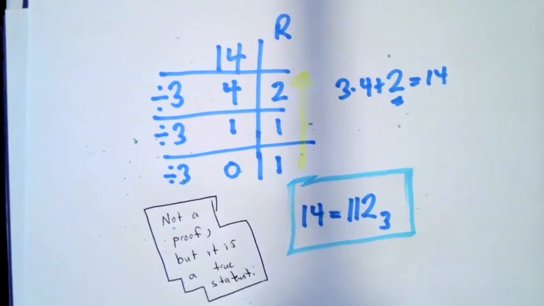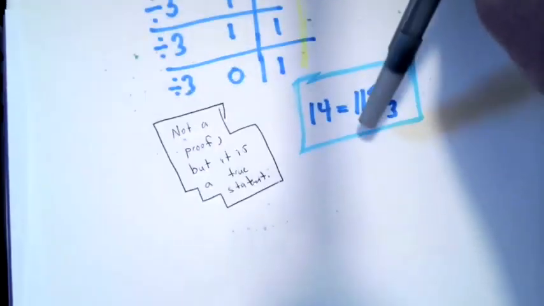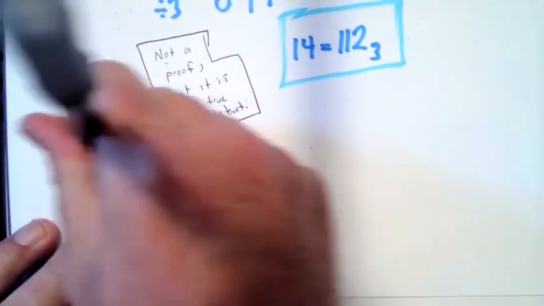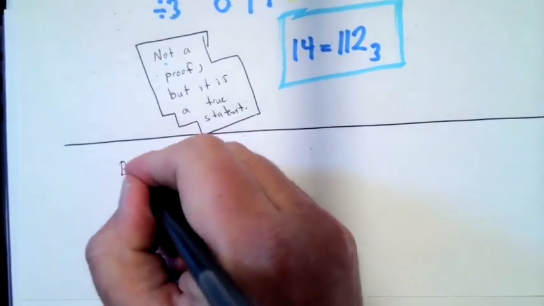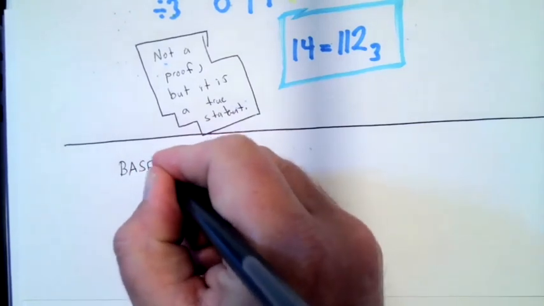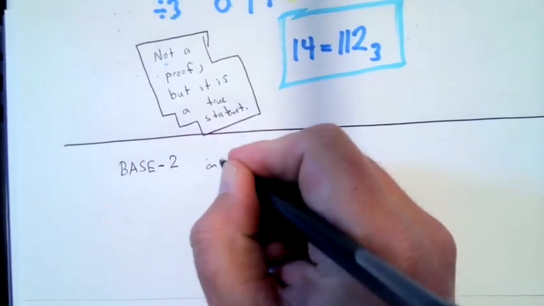The reason that base 2 and base 3 are cool and important is that base 2 and base 3 allow you to encode things that might occur in problem-solving situations.